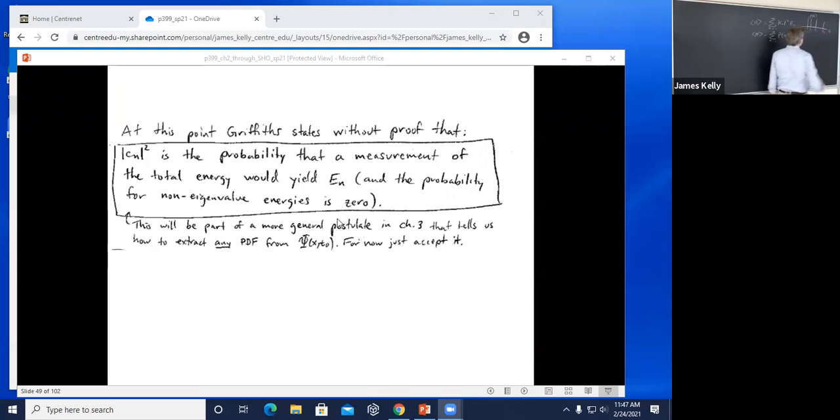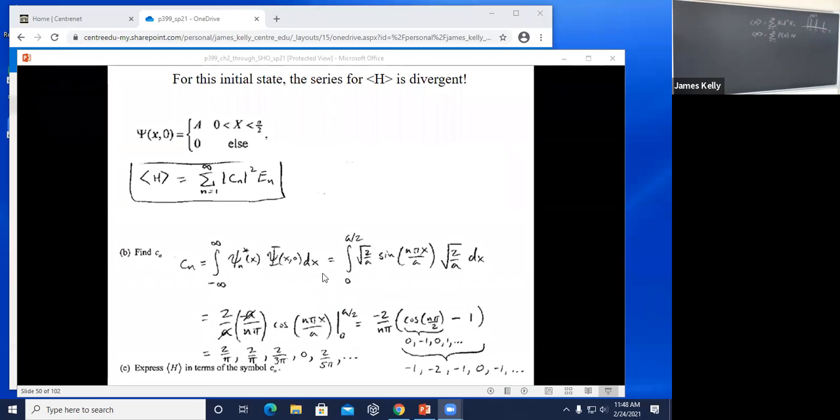And so on. And how the probability of measuring E2 relative to E1 works out depends on what state you're in. It depends on the relative size of C2 relative to C1, and that depends on your initial state. Okay, so that's something we'll make contact with, but I just wanted to warn you that Griffiths, if I remember correctly, just makes it sound like it's obvious.